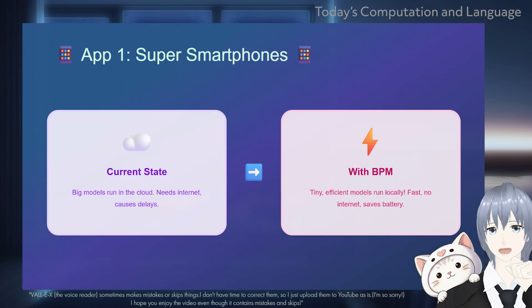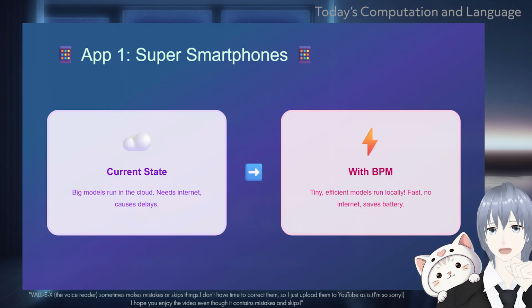You might be wondering, how does this apply to everyday life? Well, let me give you 3 specific application examples. Imagine having a super smart AI assistant directly on your smartphone. Right now, the really capable models are too big to fit on a phone, so they have to run in the cloud. This means you need an internet connection.